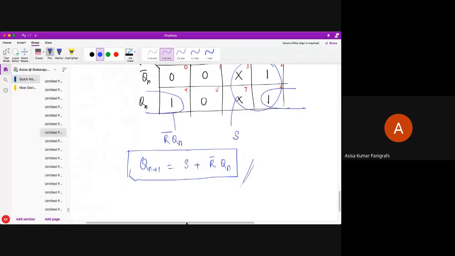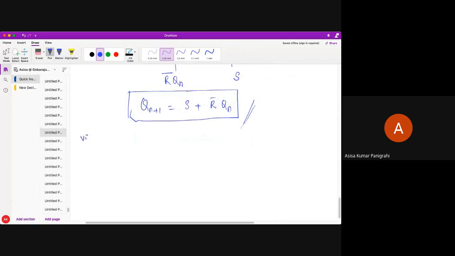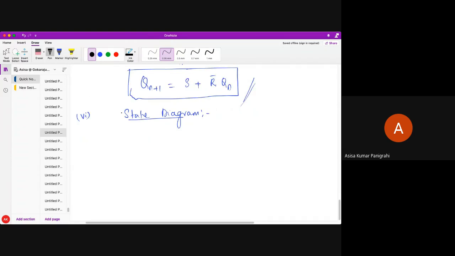Very important. Now, if there is no doubt, we'll go to the next part, the sixth part of the flip flop, which is called the state diagram. Before starting, I'm going to tell you one important concept regarding the state diagram. What is a state diagram? A state diagram is nothing else but the representation of state transition.